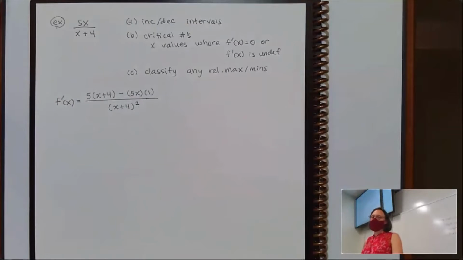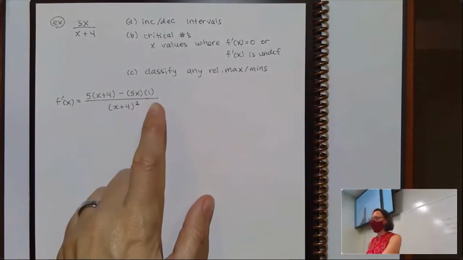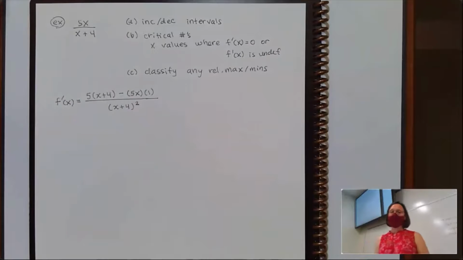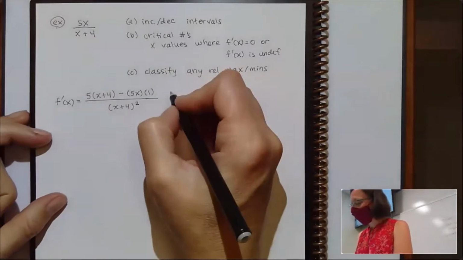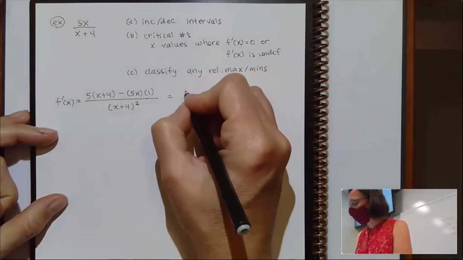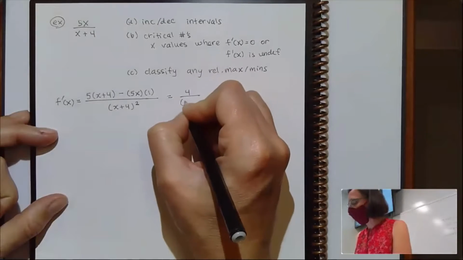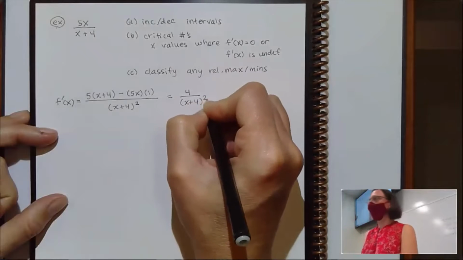How'd I do on my derivative? Little quotient rule: derivative of the top, leave the bottom alone, minus top, derivative of the bottom, all over the bottom squared. So I think if we clean up the top, this actually just works out to be 4 over x plus 4 whole thing squared.